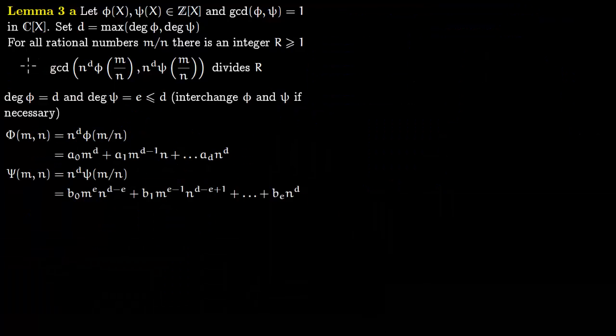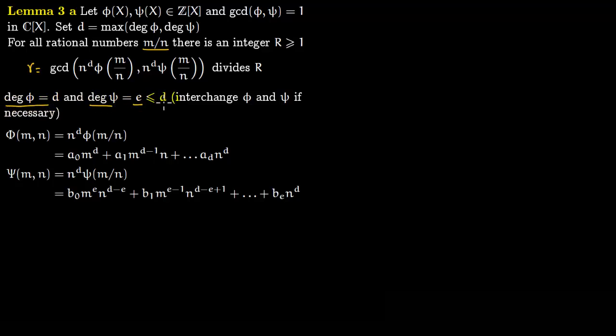So we have to show that this gamma, which is the greatest common divisor of these two terms, divides some integer r, and this r is independent of all rational numbers m by n we put inside. So to start with, we have these two polynomials. You set the degree of phi as d and the degree of psi as e.